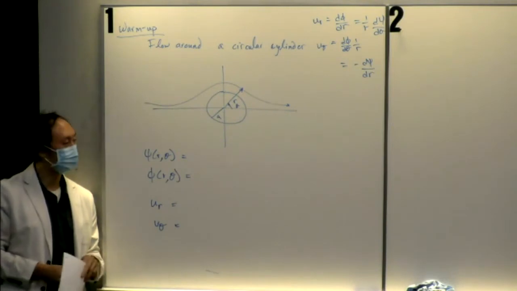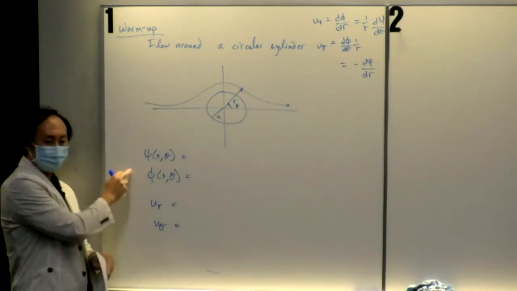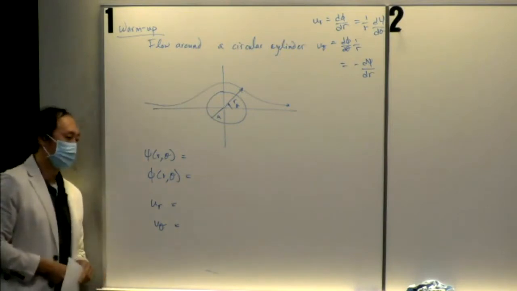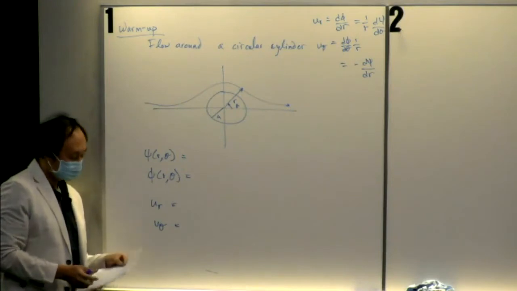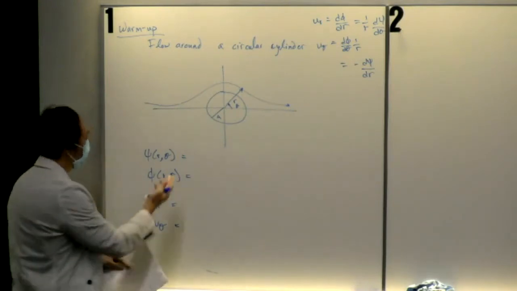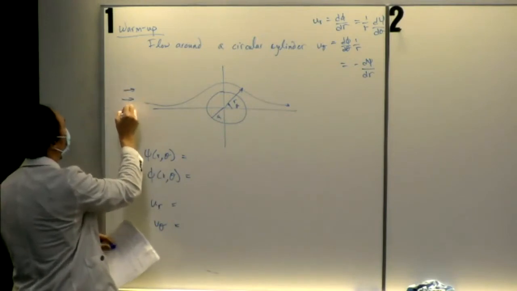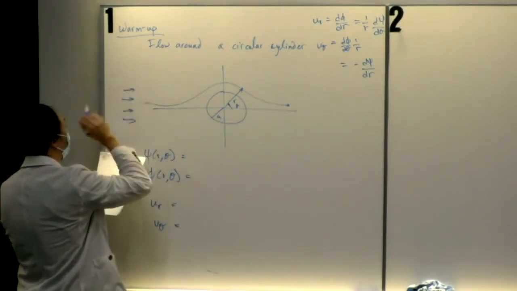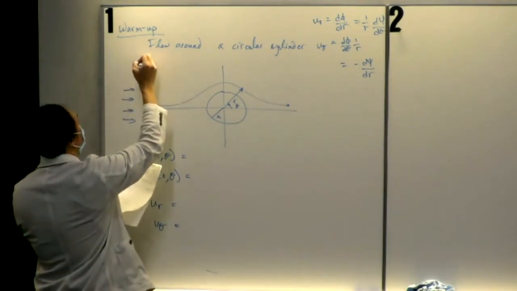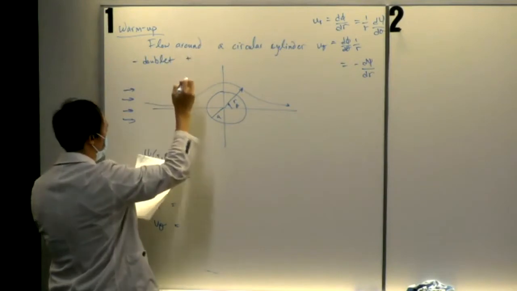So in the quiz, I will give you the velocity potentials and the stream functions. For bonus, you should be able to derive them, I would say. So here, for the flow around a circular cylinder, far away we have a uniform flow. So it's going to be a combination of a doublet plus uniform flow.